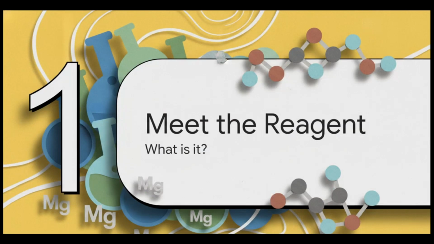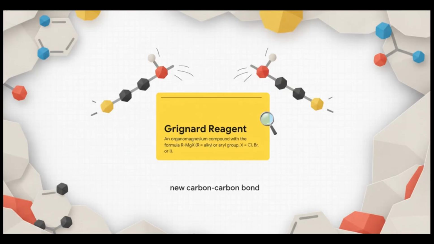All right, section 1. Let's meet the Grignard reagent. So the general formula for a Grignard reagent is R-MgX. This is what we call an organomagnesium compound. The R just stands for an alkyl or aryl group. Basically, that's your carbon chain or ring. The Mg is, of course, magnesium, and the X is a halogen, specifically chlorine, bromine, or iodine. So a classic example you're going to see all the time is CH3MgBr, which is known as methyl magnesium bromide.